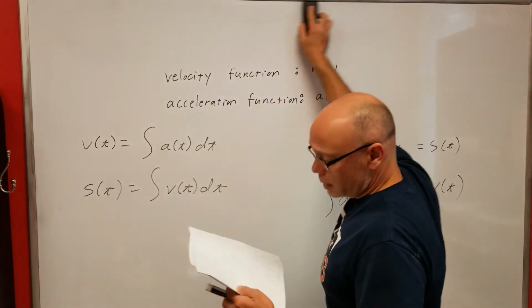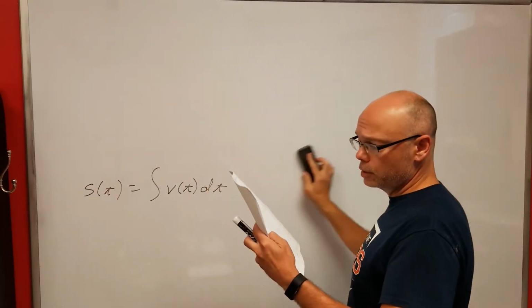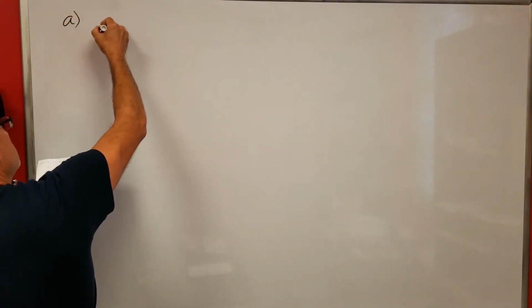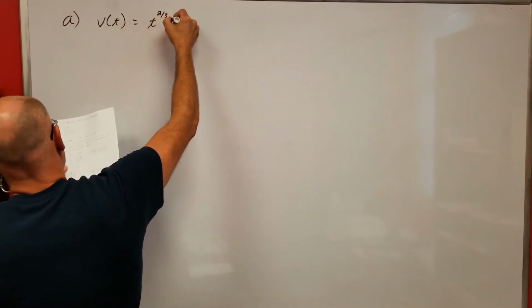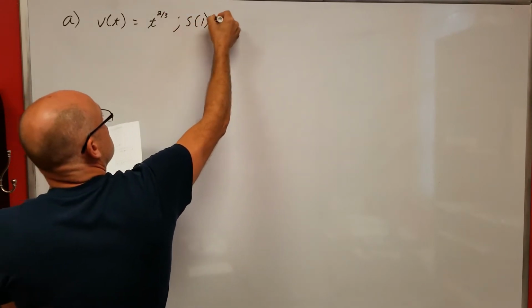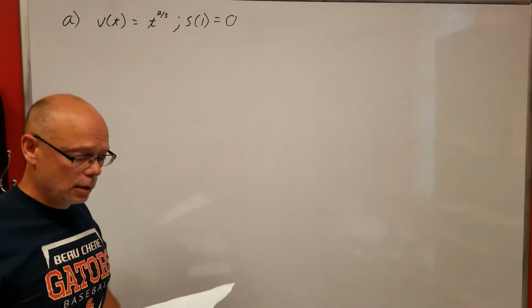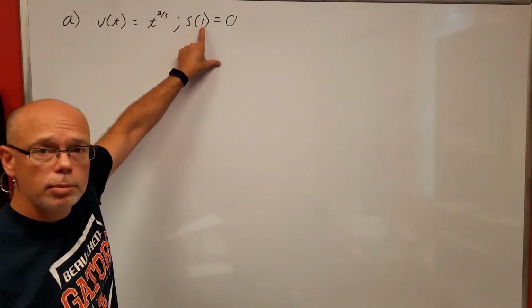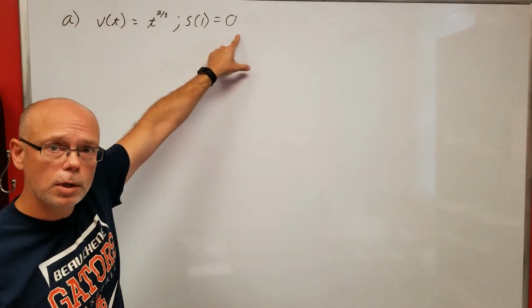All right, so let's see what else we have here. We have an example, and it talks about a particle moving along an s-axis. For each part, find the position function of the particle. For part A, we have v of t is equal to t to the 2/3, and s of 1 is equal to 0. We're going to call that our conditions. So what are they saying right here? They're saying that whenever I input a 1 into s, I'll get an output of 0.